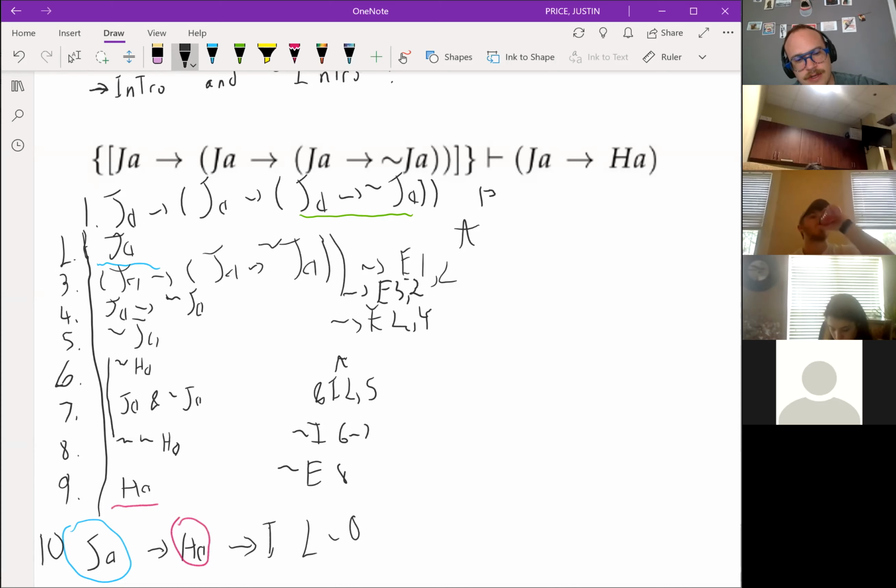All right. So this part here, where the yellow line is, is a really common way to derive an unnegated thing from a negation introduction. There'll be a lot of times where to solve a derivation, you need to arrive at an unnegated line using negation introduction.